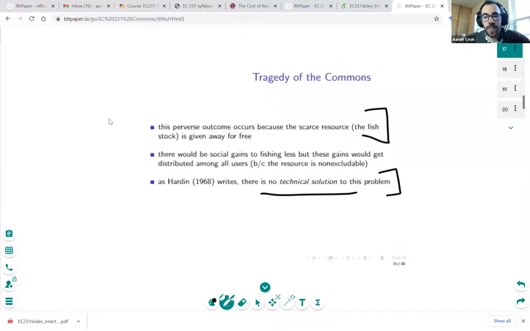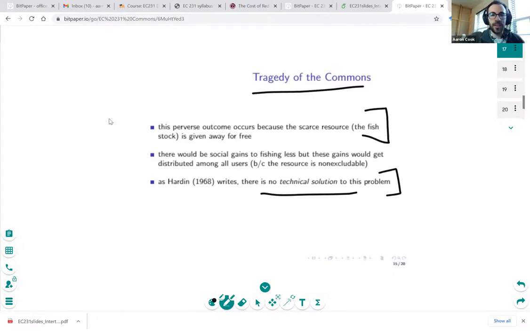It's not the same as putting a man on the moon, for example. That's an engineering problem. That's a technical problem where, if we understand the physics and the mechanics of how planets orbit and we understand how thrust works, we can get ourselves to the moon by technical knowledge. But in a tragedy of the commons situation, it's not a lack of technical knowledge. There's no technical way to solve this problem. It's a social problem, and so what needs to happen is incentives need to change in some way.